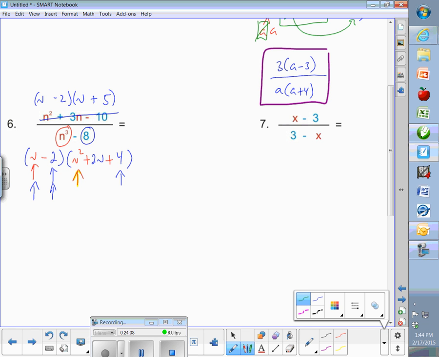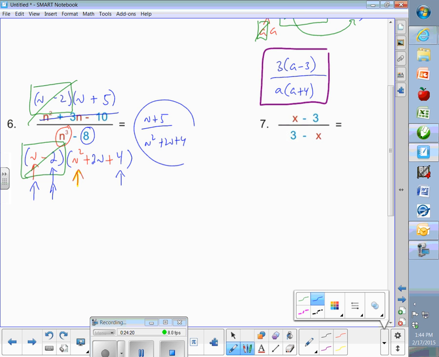Remember, we're reducing. I have an n minus 2 on the top and an n minus 2 on the bottom. They divide out, and the rest is the answer: n plus 5 over n squared plus 2n plus 4, and that's your solution.